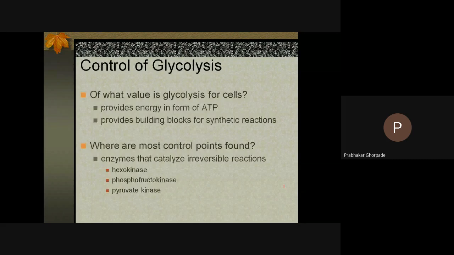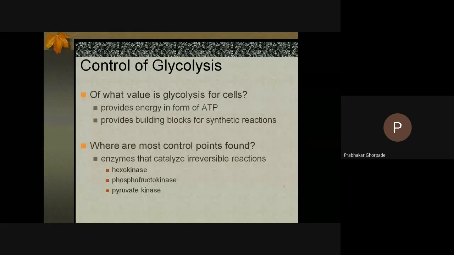So at what step? Glycolysis leads to the formation of ATP. But can we control it? Any biochemical reaction needs checks and balances. So what is the value of controlling glycolysis for the cell?